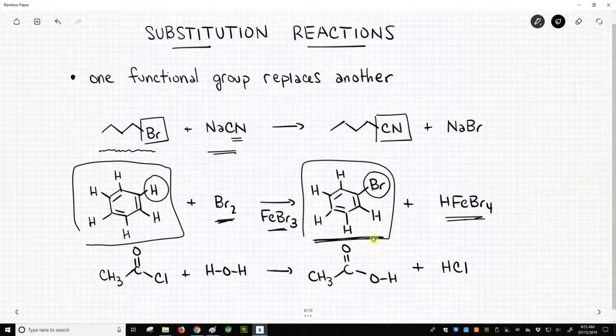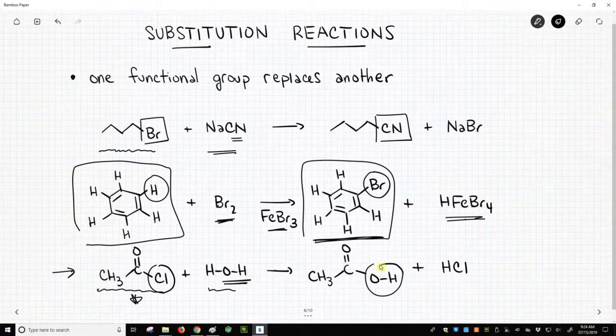Finally, another substitution reaction. Here again, we have a reaction. This is the bottom line. We have 2 reagents we're mixing together. One reagent contains a couple carbons. The other is just water. It does not. So we are going to focus our attention on the carbon-containing molecule. Note that we replace the chlorine with this OH group from water, and we get the OH in the molecule. This is a substitution reaction. We are replacing one group with another.